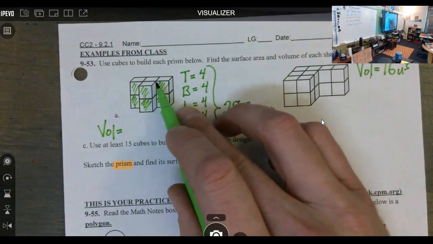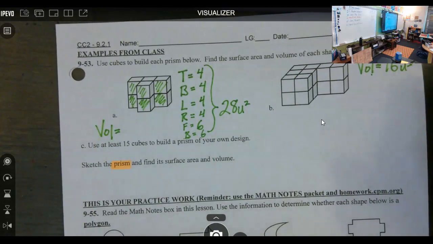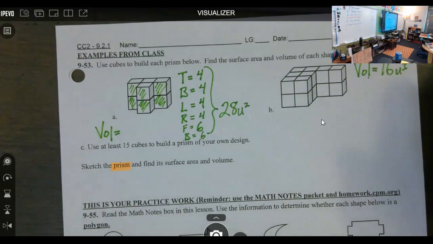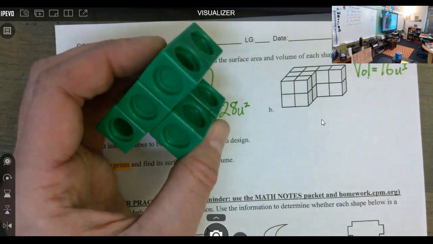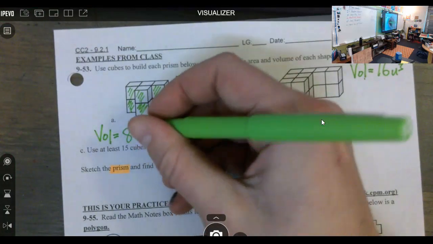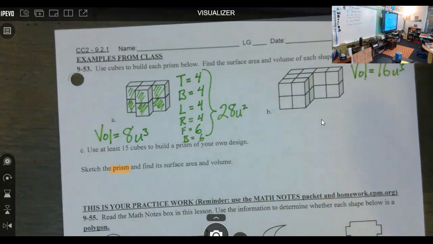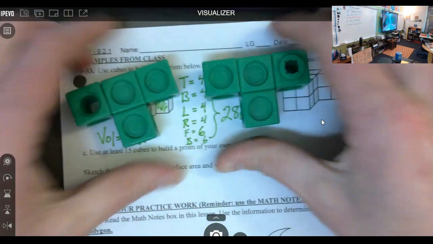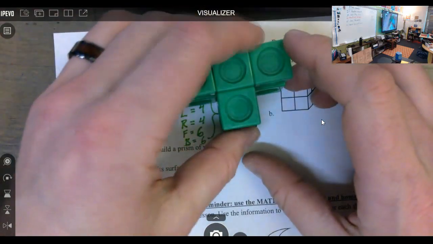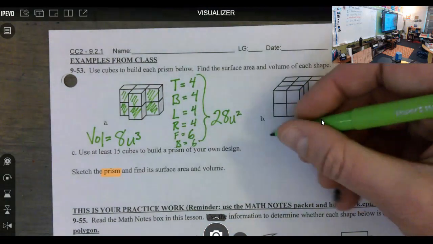Over here, what's our volume? 8. Wow, how many different answers can we all shout out? 4. Take a moment and look at it. How many blocks did you use? The top plus the bottom equals 8 units cubed. So the top is the same as the bottom, so you multiply the top by 2, and then you got top and bottom, and that equals 8. All right, so then our surface area over here in B.